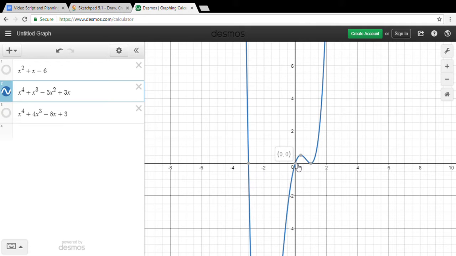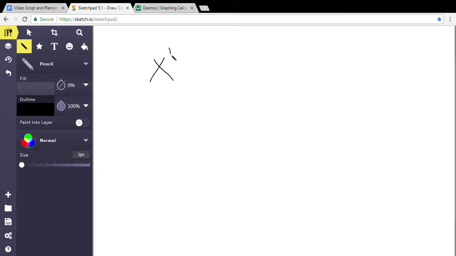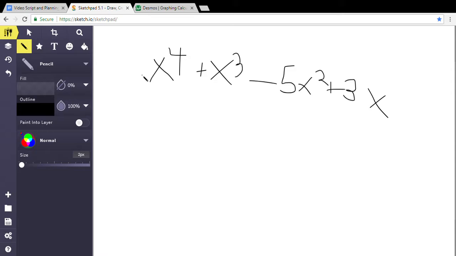Let's synthetically divide from our equation like we did the first problem. We have x to the fourth plus x to the third minus 5x squared plus 3x. Now, our first factor, negative 3, would give us, again, x plus 3.